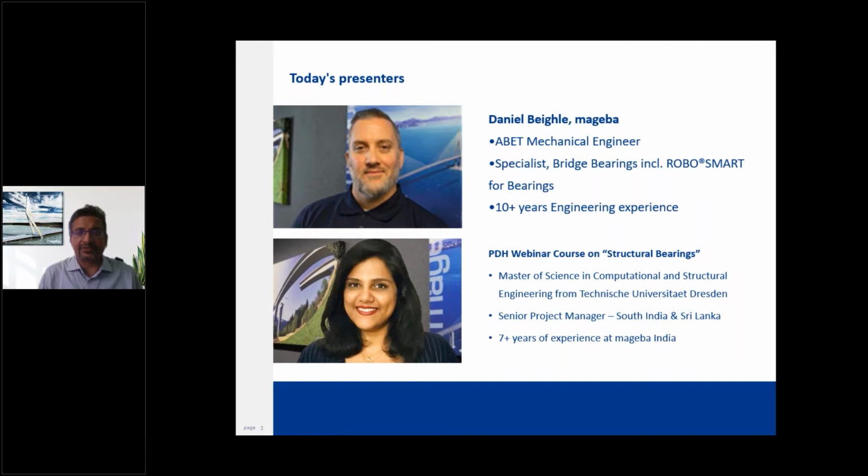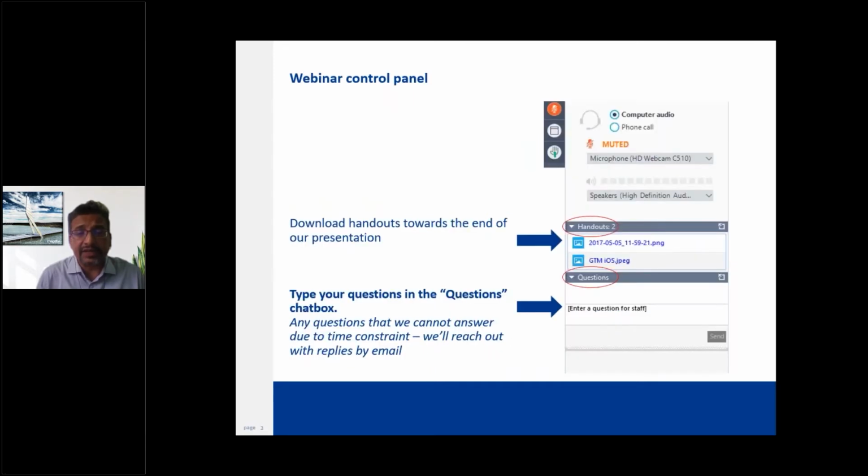Daniel, as you know, is an ABET mechanical engineer. He is a specialist in structural bearings with experience in robo-smart bearings, that is bearings equipped with sensors to measure the loads and forces and movement of bearing, to track the movement, record everything. He has more than 10 years experience in this particular field, whereas Meghna is a Master of Science in Civil Engineering from Dresden University, Germany. She is with Mageba for over the last 7 years, a senior project manager looking after the market in South India as well as Sri Lanka.